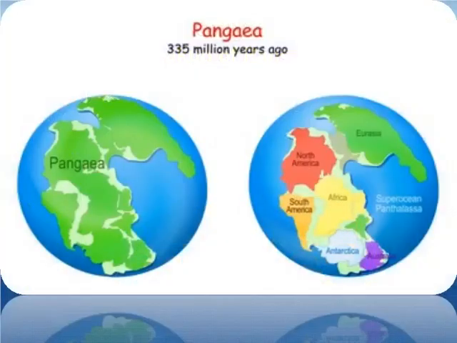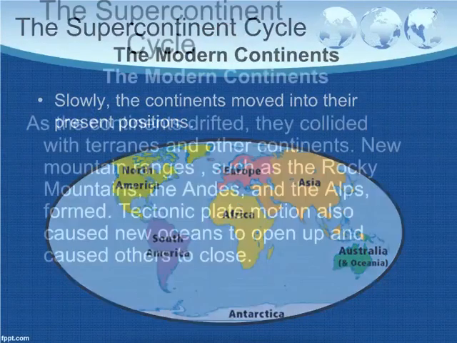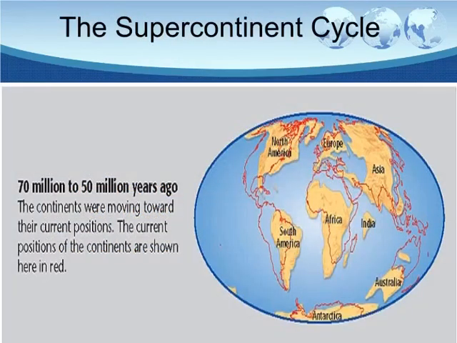Pangaea breaks into 7 continents in 335 million years. Slowly, the continents moved into their present positions. As the continents drifted, they collided with terrains and other continents. New mountain ranges, such as the Rocky Mountains, the Andes, and the Alps, formed. Tectonic plate motion also caused new oceans to open up and caused others to close. Positions of the continents are presented in red.